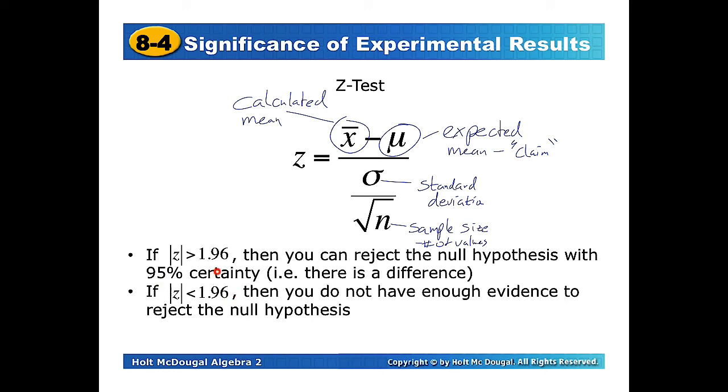Secondly, if the absolute value of the z-score is less than 1.96, then we don't have enough evidence to reject the null hypothesis. You'll notice it doesn't say we accept the hypothesis, we just don't have enough evidence to reject the null hypothesis.